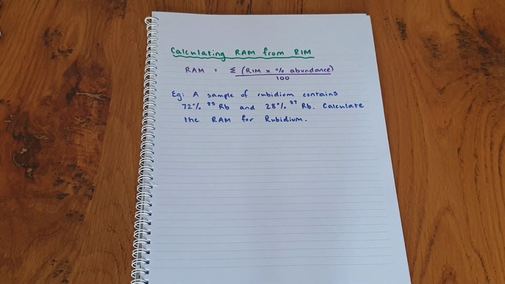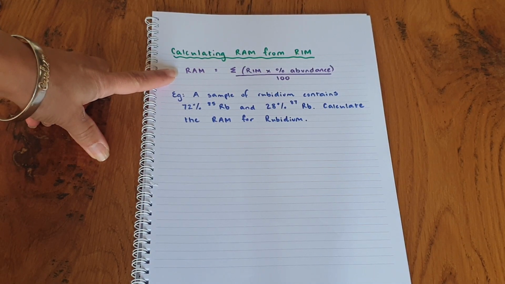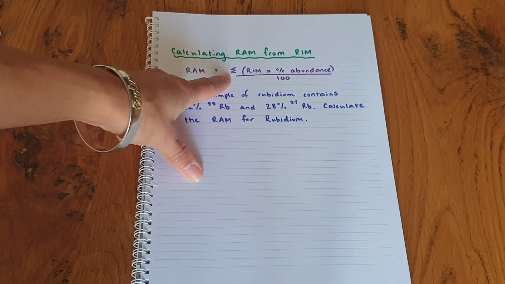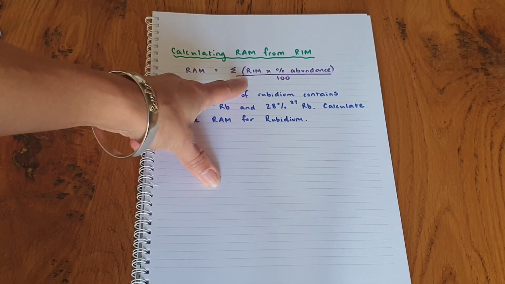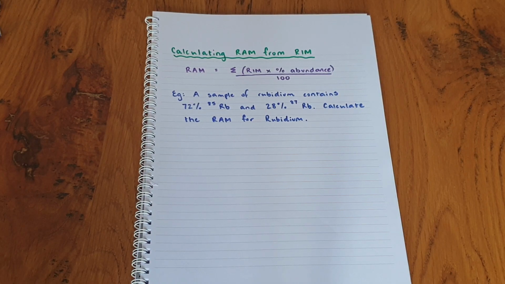So just a reminder, the way that we do this to calculate our relative atomic mass, or RAM as I will now call it, we have to sum up all of the relative isotopic masses multiplied by their individual percentage abundances. So we add up all those and then we divide by 100.